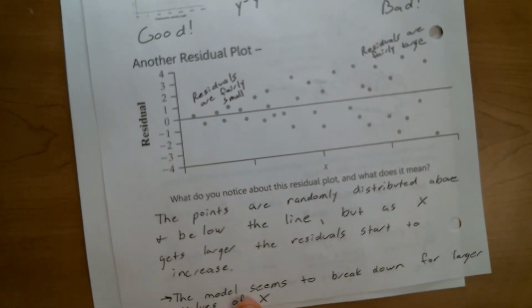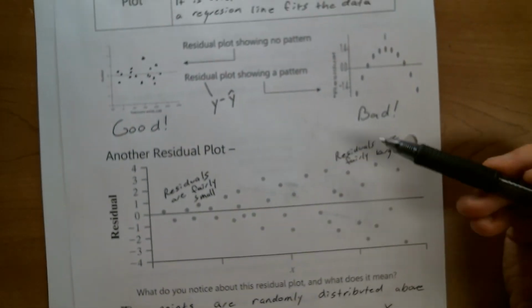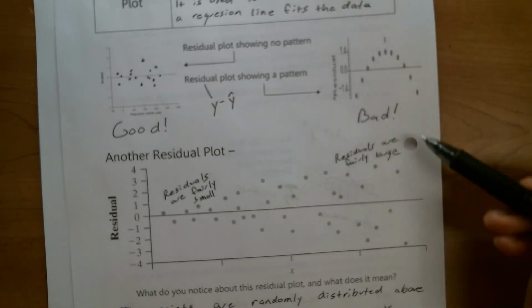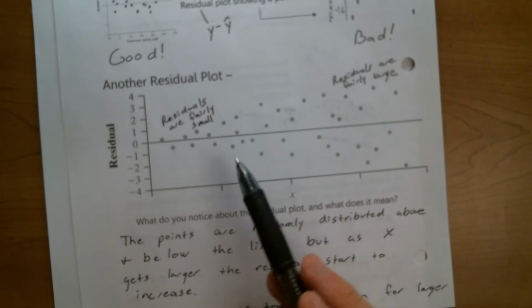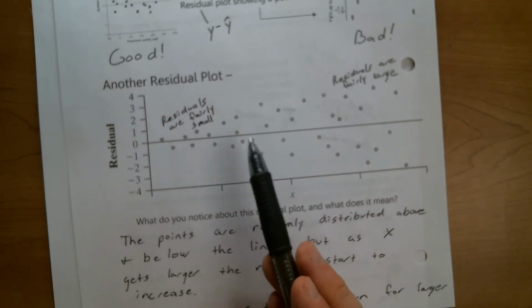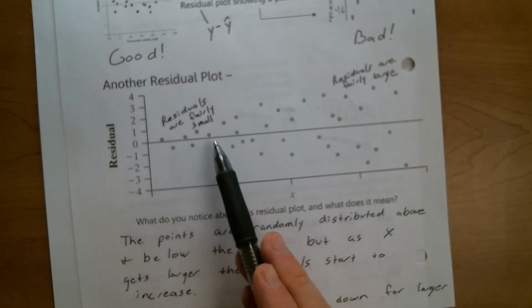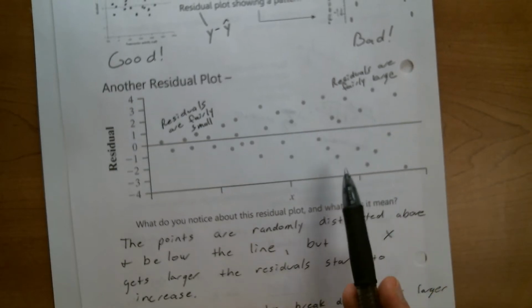Again, it doesn't necessarily have to be that the residuals are in a perfect curve. It could be something like this, where we're just noticing this general pattern of, okay, they started small and they keep getting larger.